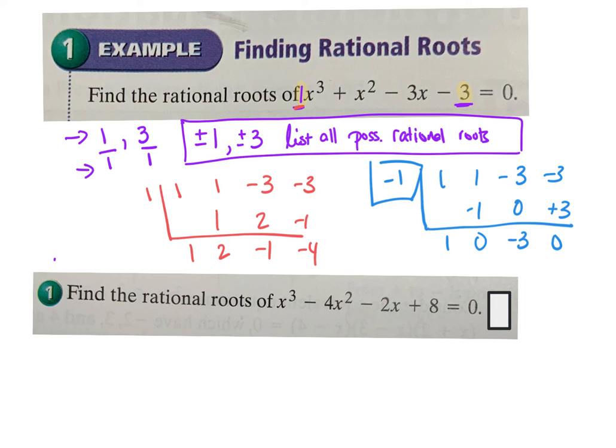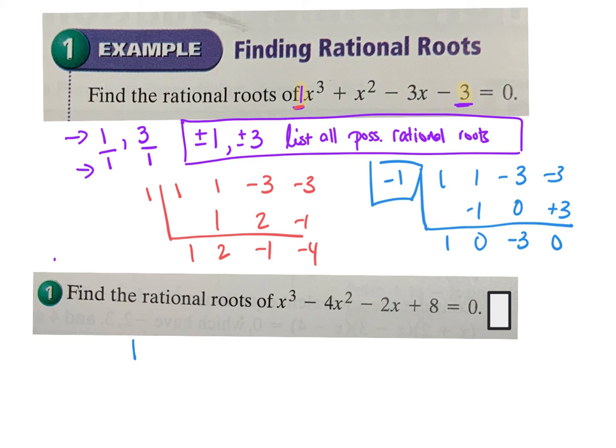That's how it should always work, if there are any rational roots, because we're not going to do the synthetic division here. If I were to look at 1x cubed minus 4x squared minus 2x plus 8, what would be my possible rational roots? Well, I have to look at my factors of 8. What are my factors of 8?